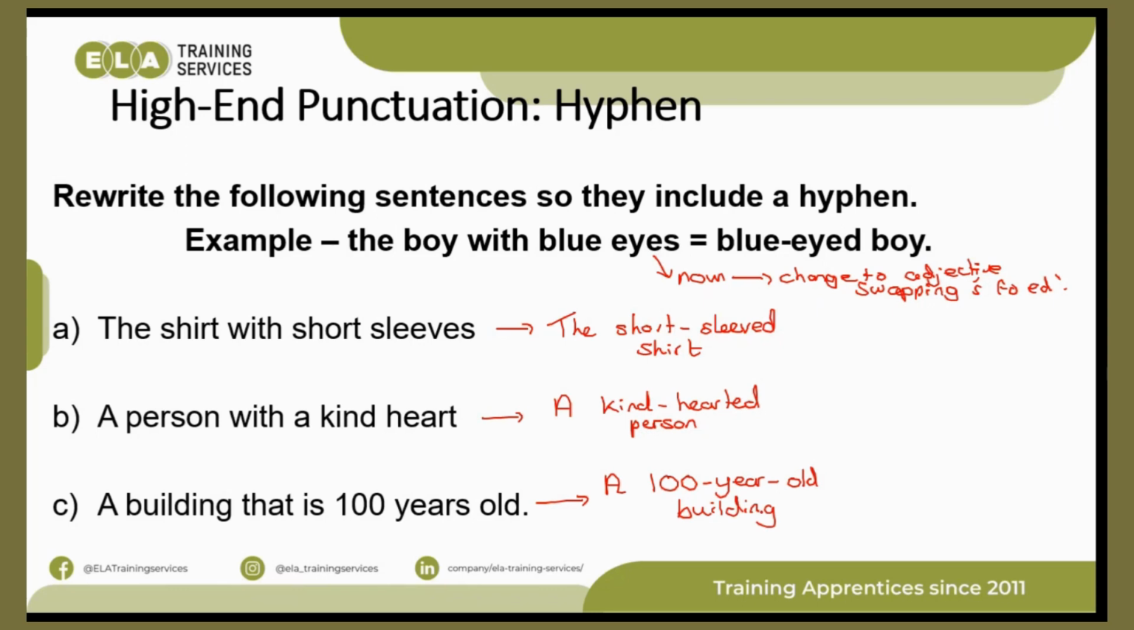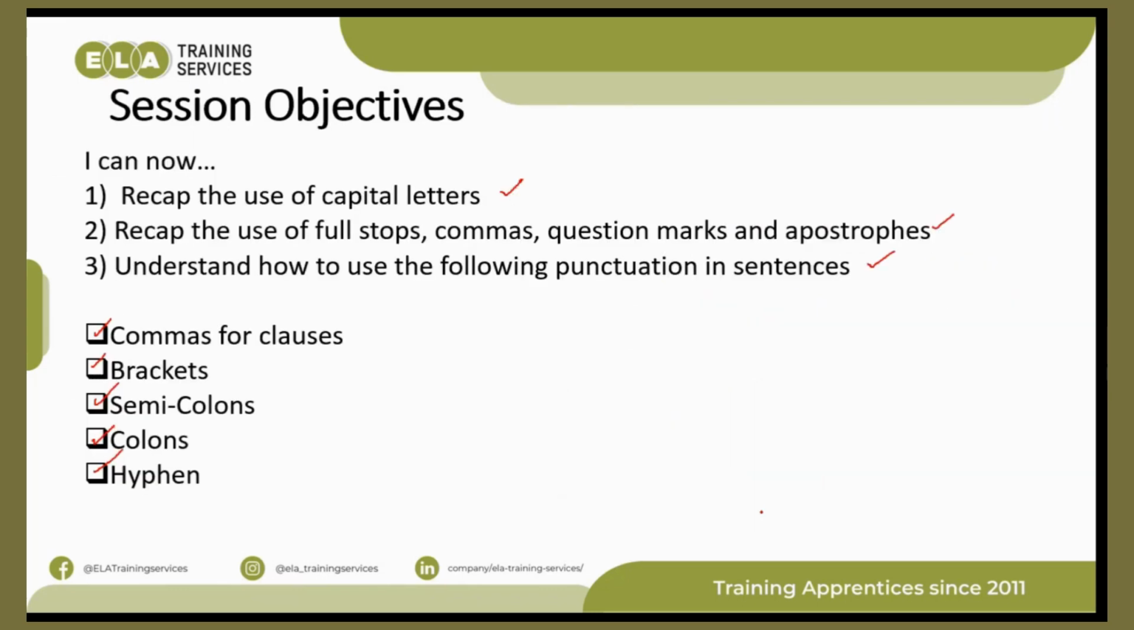Fantastic, well done. So today we've had a look at recapping the use of capital letters, full stops, commas, apostrophes, and looking at how to use higher-level punctuation like commas for clauses, brackets, semicolons, colons, and hyphens. So you'll be given a punctuation sheet with paragraphs. I want you to work through those paragraphs, placing in all the punctuation that you've learned today. Hopefully that should build your confidence when using punctuation in your writing.